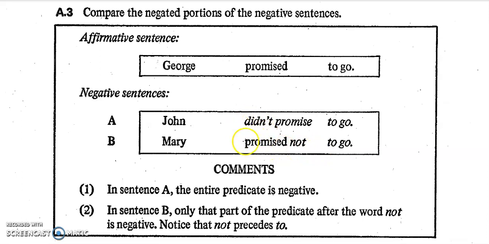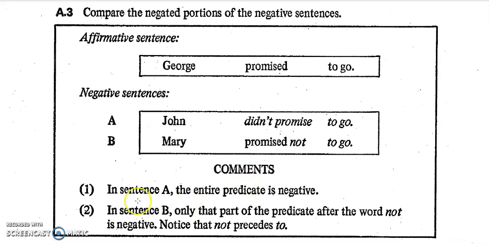So these two sentences have different meanings because the first one means that John didn't make any promise. Meanwhile, on the second one, Mary made a promise that she will not go. Oke, jadi yang pertama, John tidak berjanji untuk pergi. Dan yang kedua, Mary berjanji untuk tidak pergi.